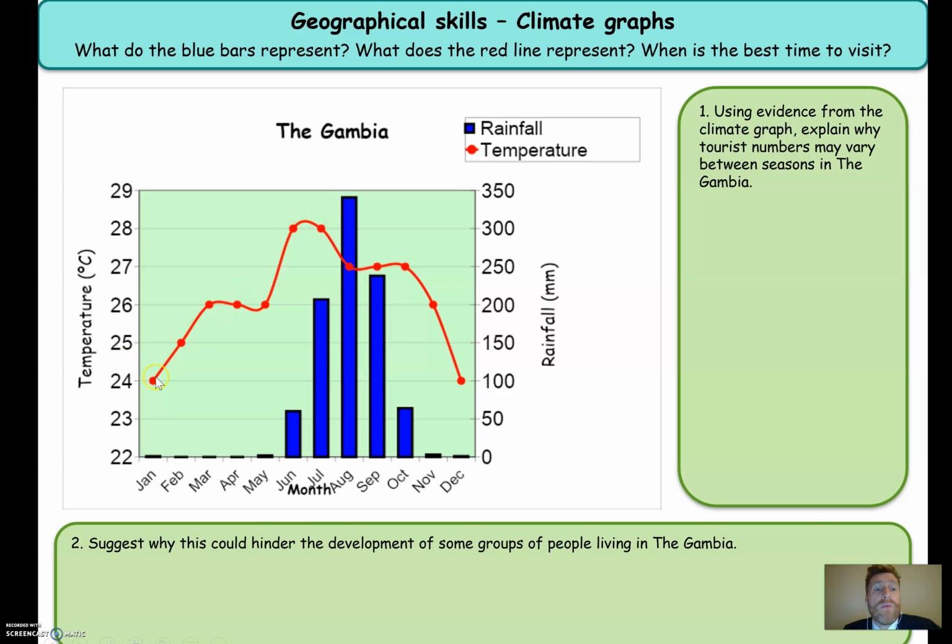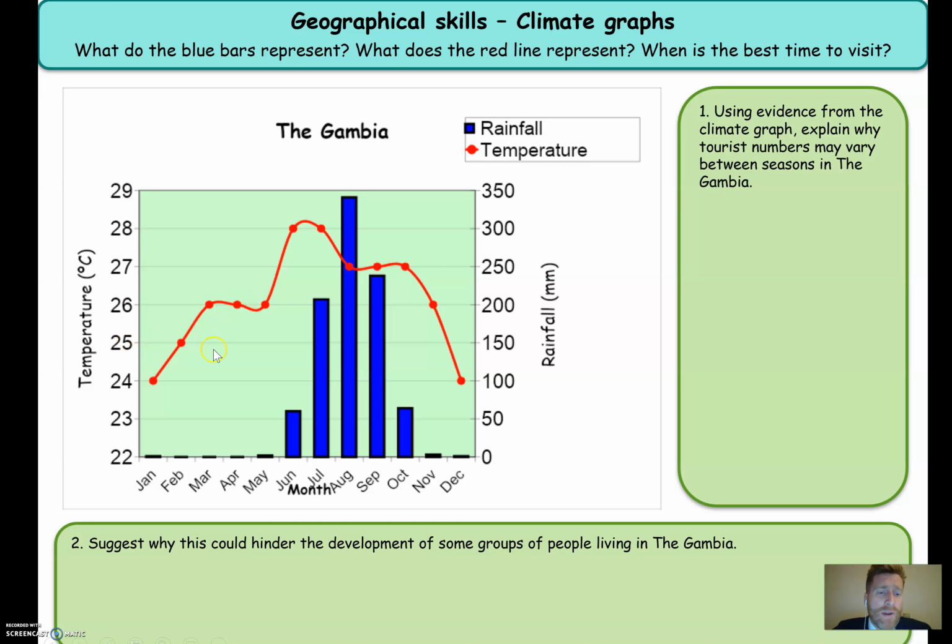So it's the red line rather, that we can see goes up and then goes down. This side is showing rainfall, and the rainfall is the blue bars. Along the bottom we've got months of the year. So we can see that in June the rainfall is just above 50 millimetres, maybe 55 millimetres, maybe 60. And the temperature in June, if we look, is there, so it's 28 degrees Celsius. So that's how we use a climate graph.